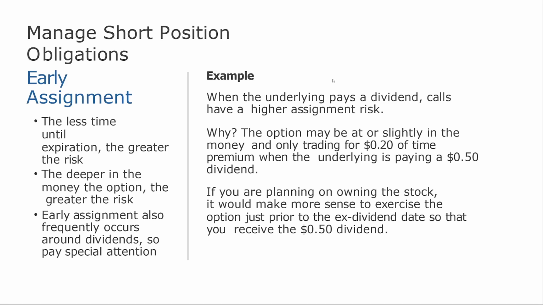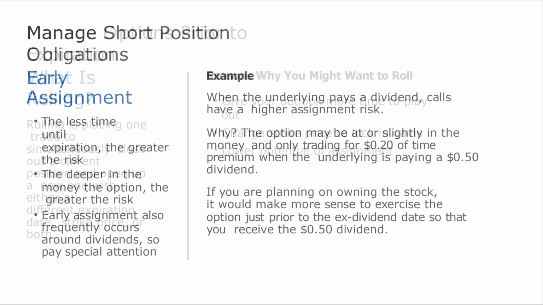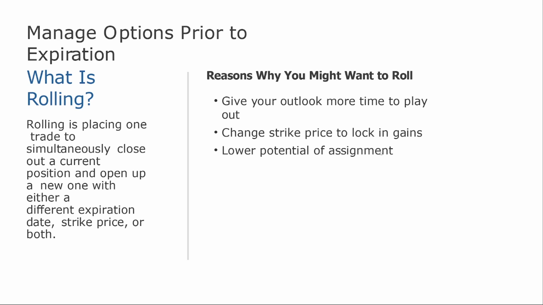Why? Because the option may be at or slightly in the money and only trading for 20 cents of premium, when the underlying is paying 50 cents of dividend. So if you are planning on owning the stock, it would make more sense to exercise the option just prior to the ex-dividend date so that you would receive the dividend as well. But yeah, these are more complex parameters.